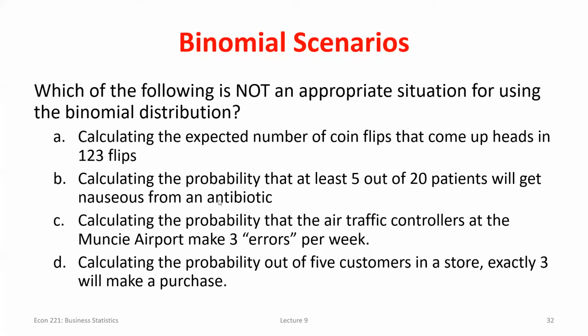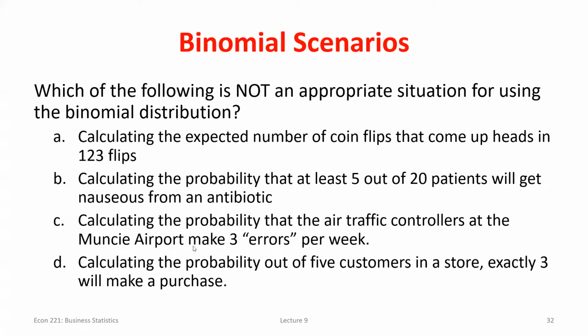Calculating the probability that at least 5 out of 20 patients will get sick or nauseous from an antibiotic. Let's assume that everyone has the same reactions to this antibiotic, or the same genetic responses. Then there would be some underlying probability that any one person gets sick. I didn't give it to you here, but we would assume that the probability any one person gets sick is the same across people. I have a number of trials here capped out at 20. My success, weirdly enough, is seeing someone get sick or nauseous from this antibiotic. And so I could very easily treat this as a binomial too.